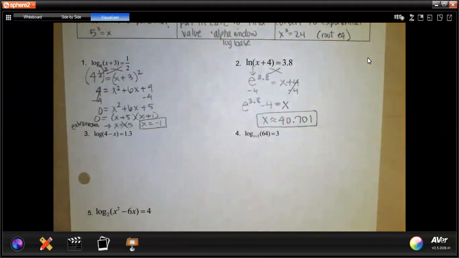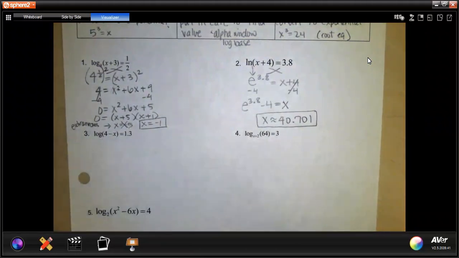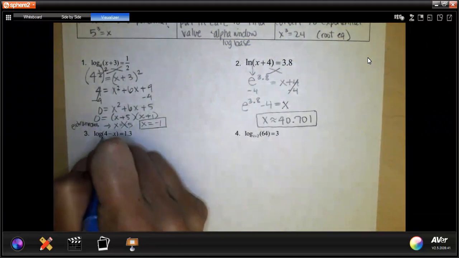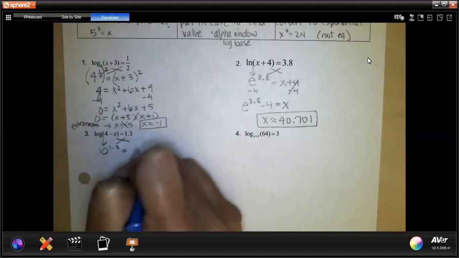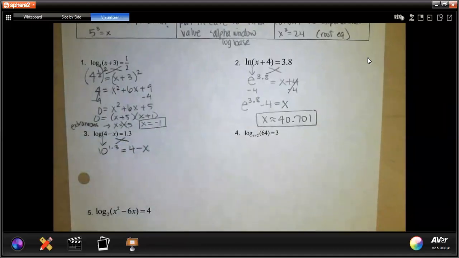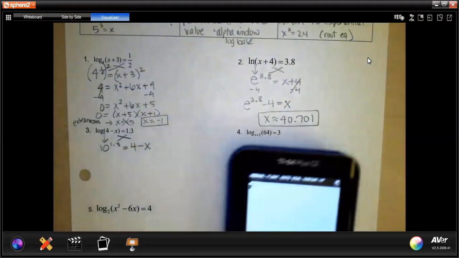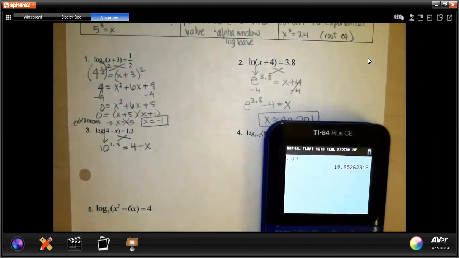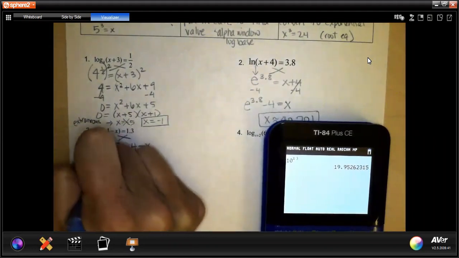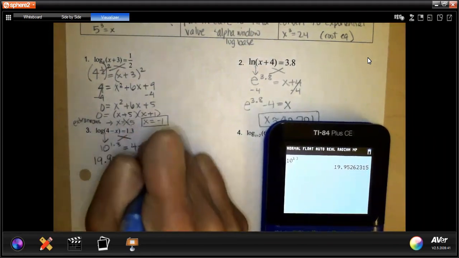All right, for our next example here, we have the common log. There's no base written here. When there is no base written on the log, we know that's the common log, and it's got a base of 10. So when I convert this to an exponential, that is going to be 10 to the 1.3 power is equal to 4 minus x. We're going to put that into the calculator here. 10 to the 1.3. That gives us 19.953 equals 4 minus x.